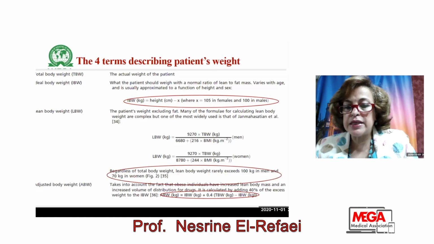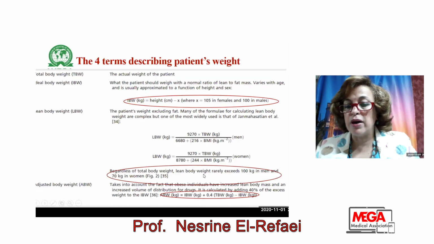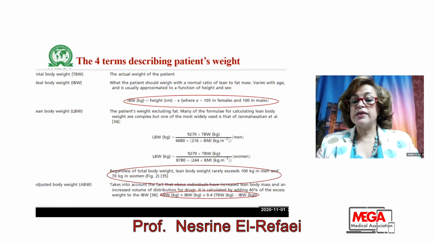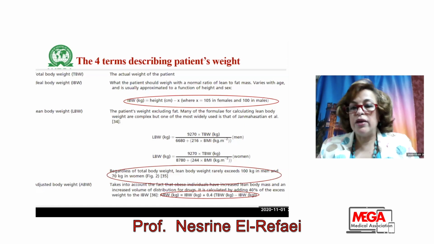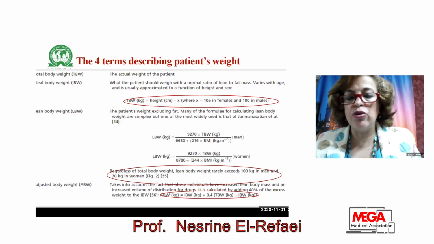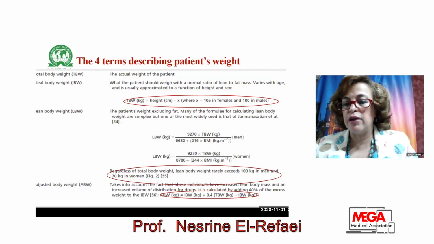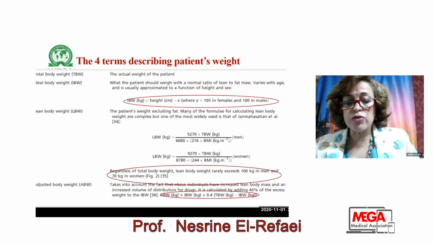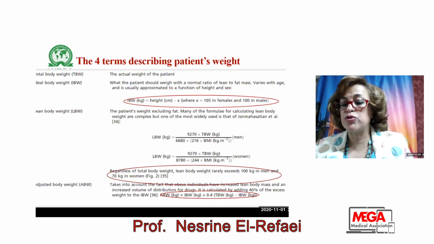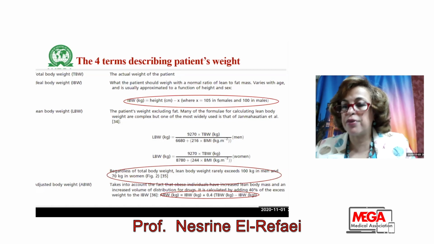And regarding anesthesia and drug dosing, we have to know that regardless of the total body weight, the lean body weight rarely exceeds 100 kilograms in men and 70 kilograms in women. So even if you have a patient who has a body weight of 250 kilograms, you calculate certain drugs according to lean body weight, which is maximum 100 kilograms for male. And the last formula is called adjusted body weight, which means the ideal body weight plus 40% of the excess. The excess means the total body weight minus the ideal body weight.